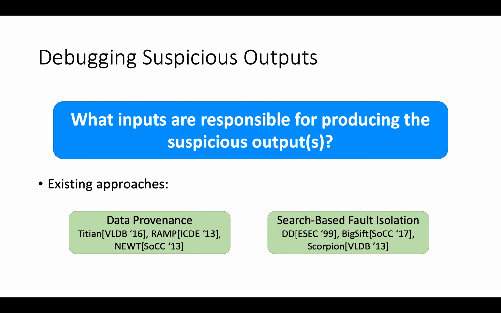This brings us to our fundamental objective. How do we identify which inputs are responsible for producing the observed suspicious output or outputs? Within scalable computing, this is far from a new problem. We'll briefly discuss two of the common approaches, data provenance and delta debugging, but others are also discussed more in detail in our paper.